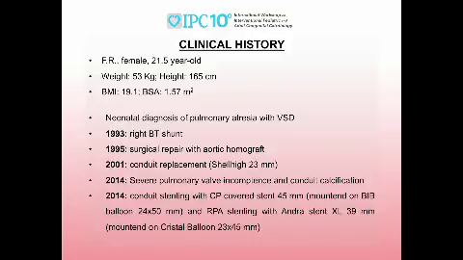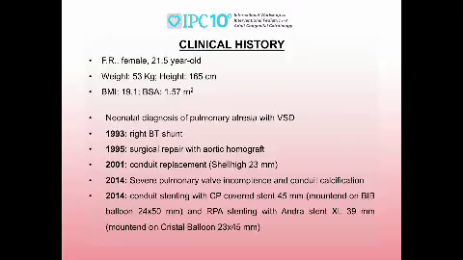So this case is a young lady, 21 years old. She weighs 53 kilos and is 165 centimeters tall. She was diagnosed as a neonate with pulmonary atresia with ventricular septal defect, and at 2 months of age, she underwent a right BT shunt. At 2 years of age, in 1995, she underwent surgical replacement with an aortic homograft from the right ventricle to the MPA.